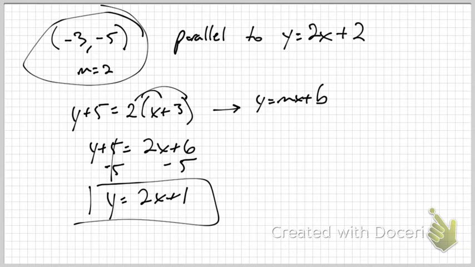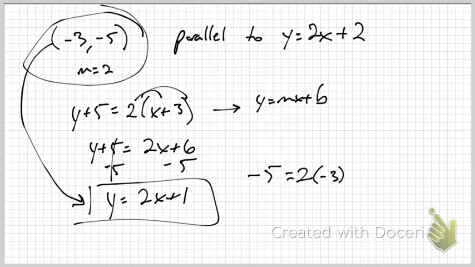There's your answer. Now you can always check it, because this point should work in here. Remember, xy is just any point on the line. That's a point on the line. So if I plug in -5 for y and -3 there, I get -6 plus 1 is -5. That point makes my equation true.